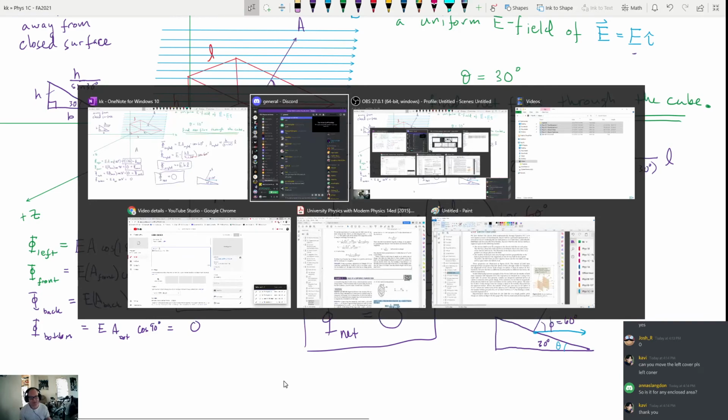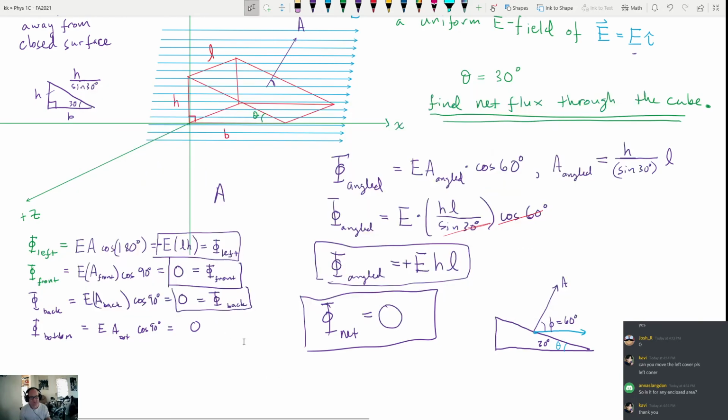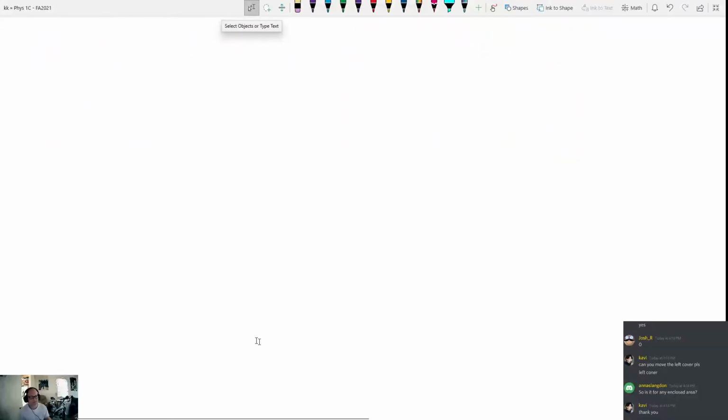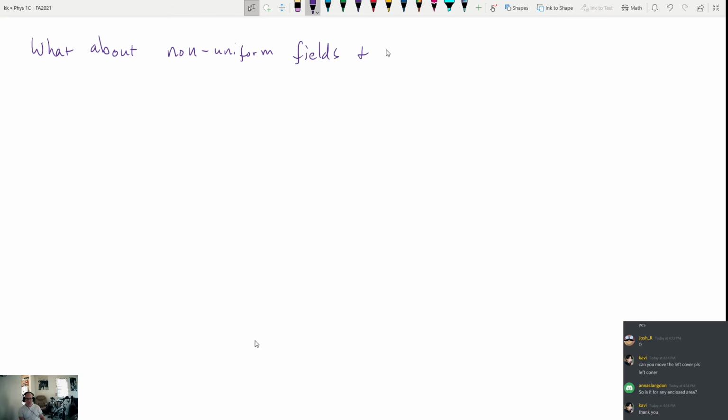We have so little time left, but I'm going to try to get Gauss's law. I'm going to squeeze it in. We're at least going to squeeze in what Gauss's law is. Okay, so the next thing to ask is, what about non-uniform fields and curved surfaces?